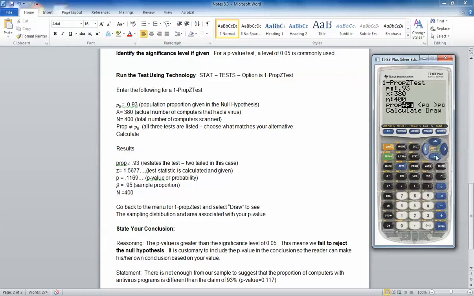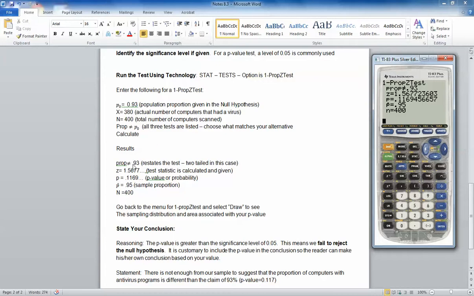Then on the next, notice all three possible tests are here. We're testing the not equal. Okay. Come down to calculate. We're also going to draw. We're going to come back to this menu and draw, but we're going to calculate first. So here's the results of our test.